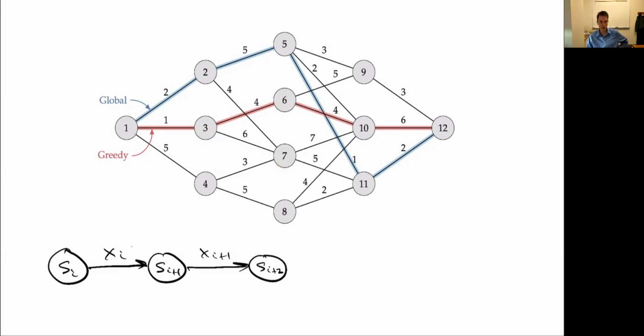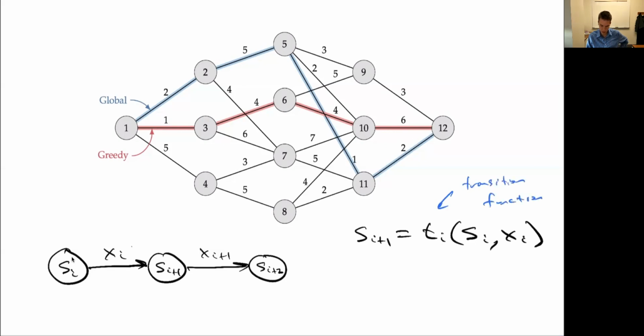This is a fairly simple case, but to write it generally, we would say that the future state is some function of my current state and my design decision. We call this T a transition function. Again, in the graph, it's not much of a function. It would just be: if x_i is 1, the next state is 6. If x_i is 2, the next state is 7. It's a boring function, but it could be a complicated one.